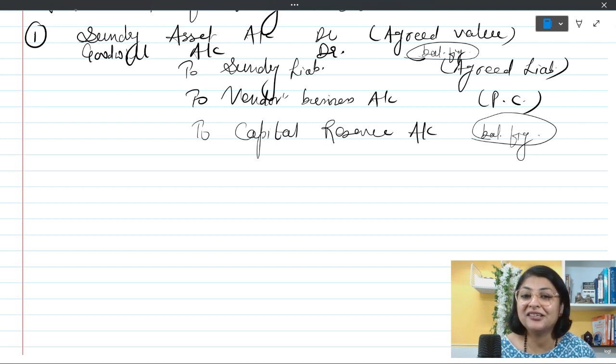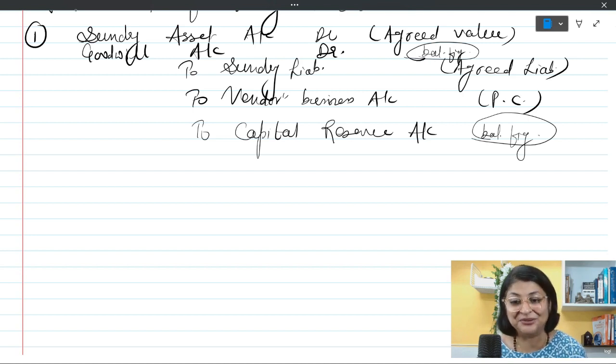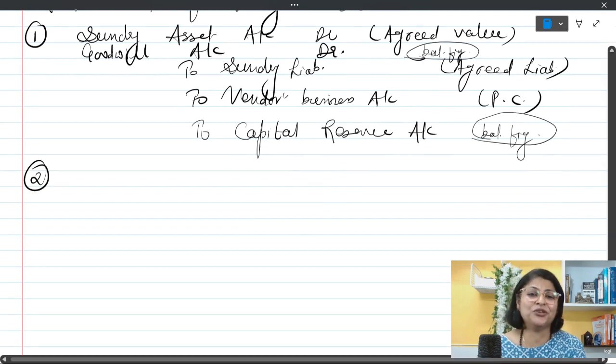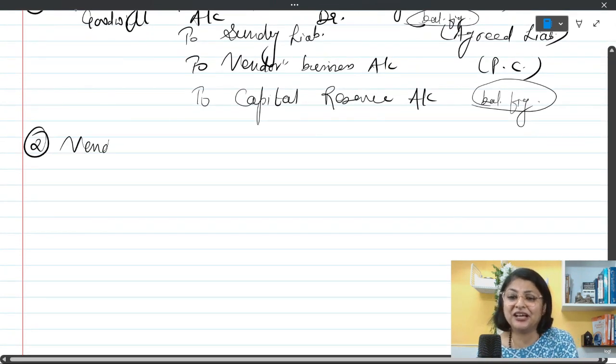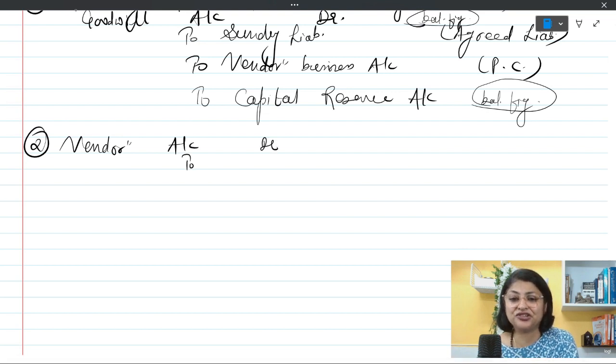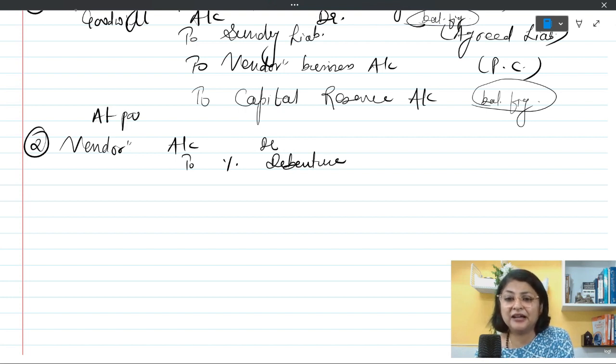Understand one more important thing about this entry, that in one entry either the goodwill or the capital reserve can be present, both cannot be present in the same entry. Understood? Now the second entry is going to be the same, pretty simple, like we were doing earlier. We will write vendors account debit to percentage debenture if the debentures are issued at par. So I'm writing over here at par. If the debentures are issued at discount, then the same entry with the inclusion of discount.